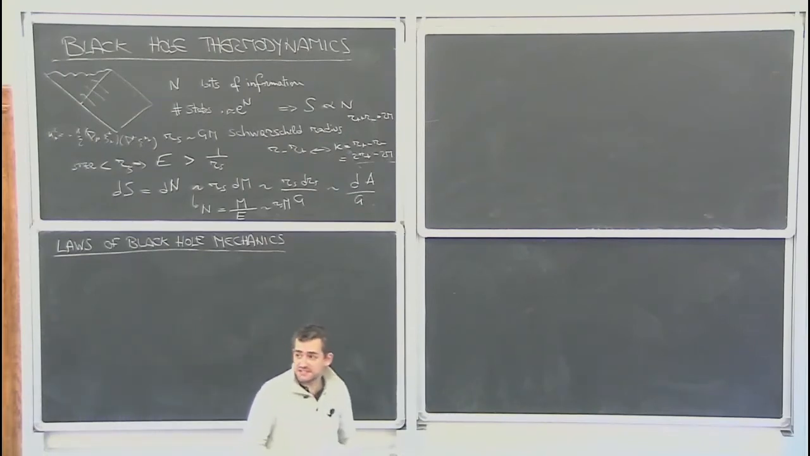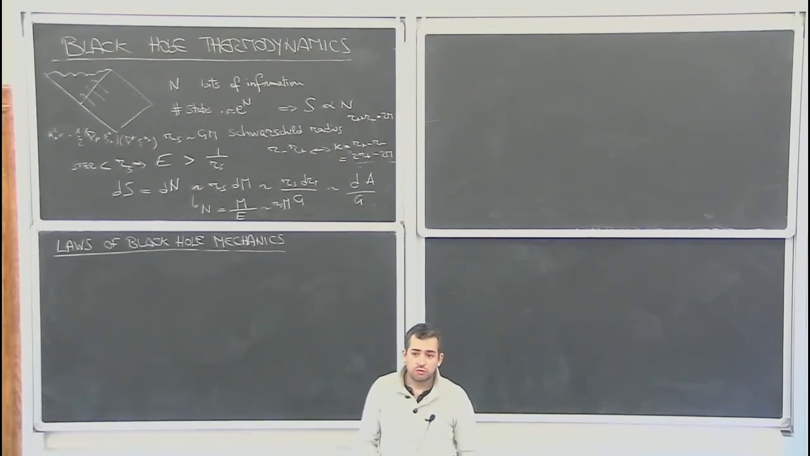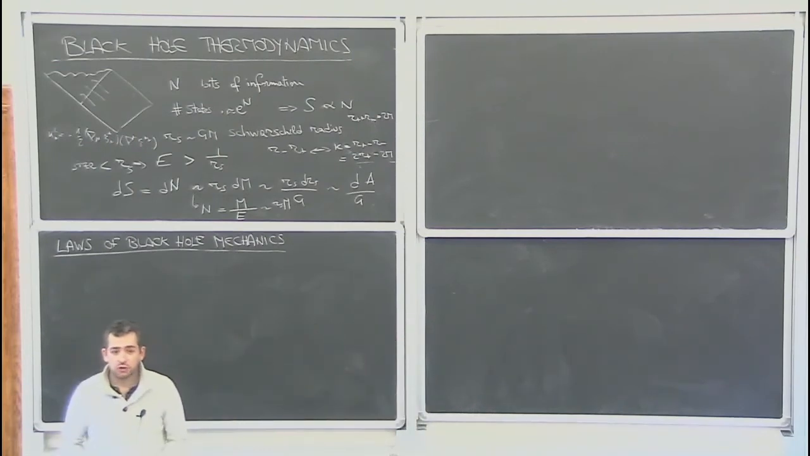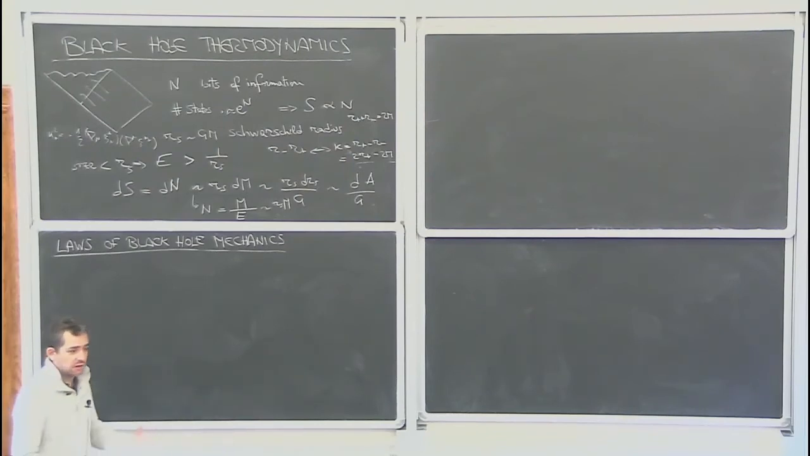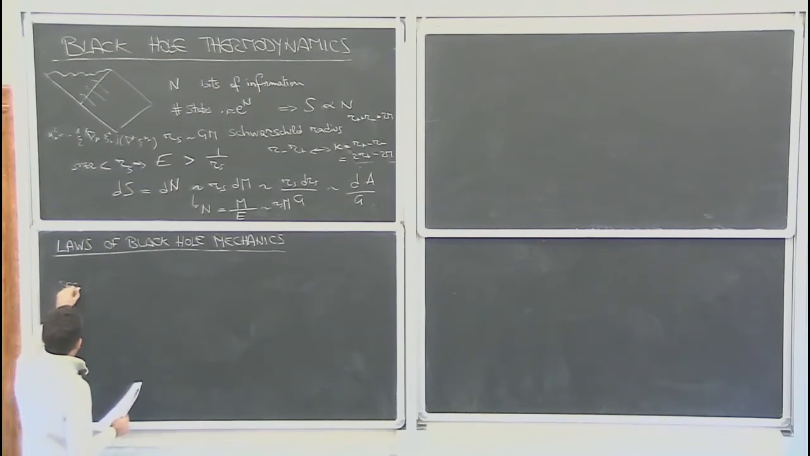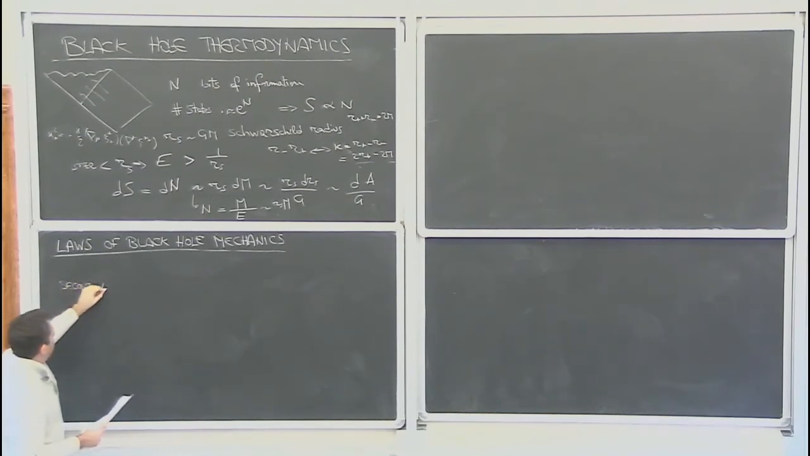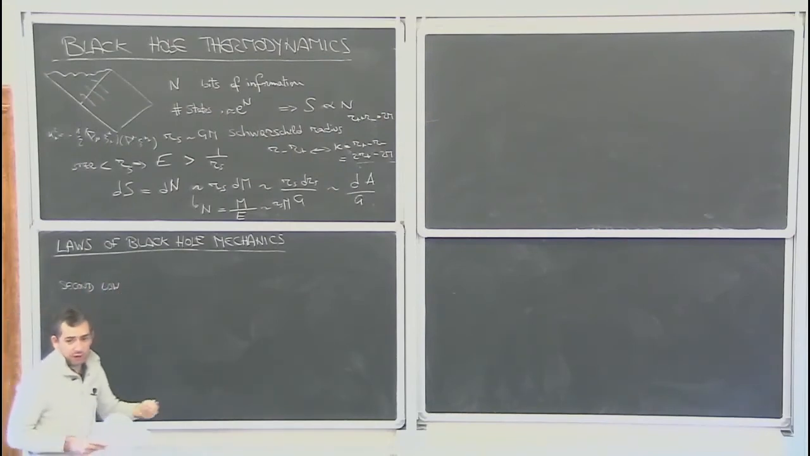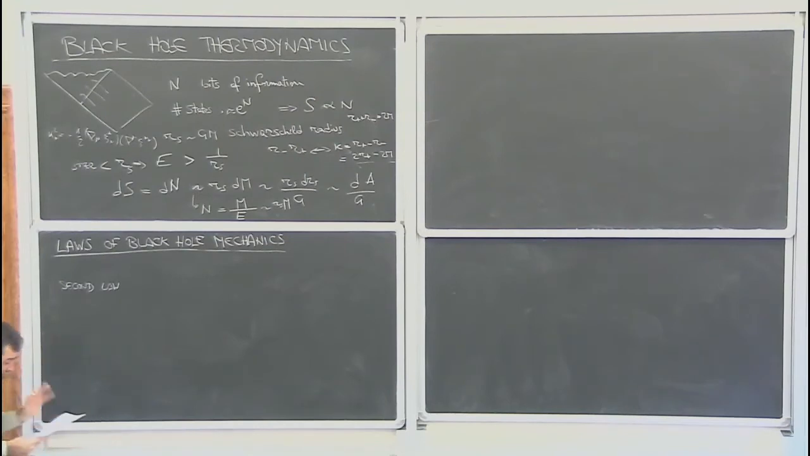The most suggestive one is the second law, which is really the central law. The first law is conservation of energy. It's also important, but the second law is really what characterizes thermodynamics. So now we formulate the second law of black hole mechanics. We give it a name, and then we compare, of course, with the second law of thermodynamics.